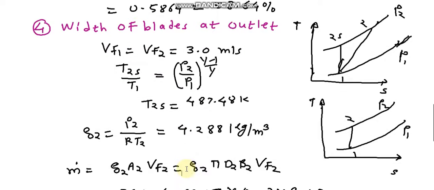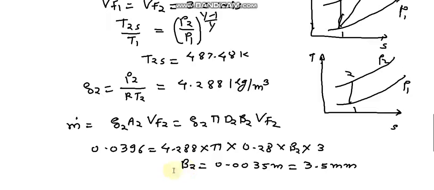And we get the density of air. Again we use the continuity equation for mass flow rate. This is rho 1 A1 Vf1, the mass flow rate at inlet, and rho 2 A2 Vf2 is the mass flow rate at outlet. So this is rho 2, which we just calculated. What is A2? Circumference into width, pi D2 into B2, into Vf2. Putting the values of mass flow rate, rho 2, D2 and Vf2, we get the width at outlet as 0.0035 meter, or we can say 3.5 mm.